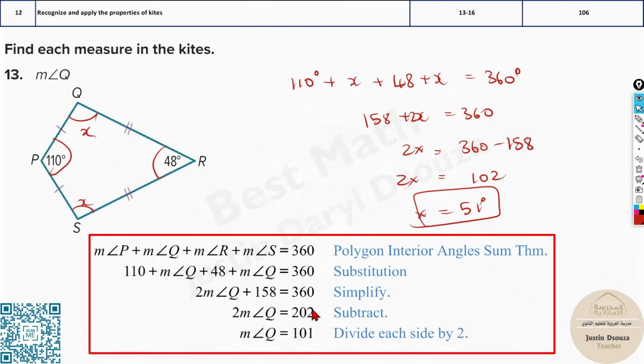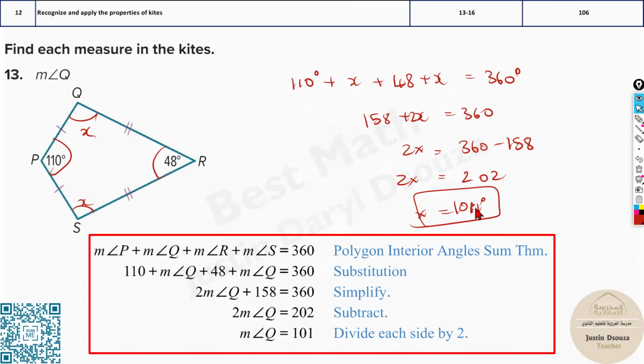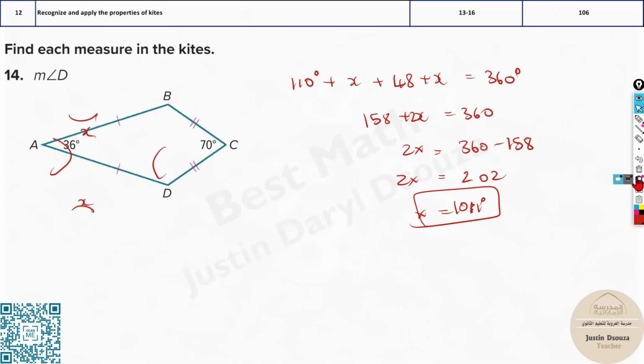And over here, my apologies, 360 minus 158 is 202, not 102. My bad. Please check your answers using a calculator, it is very, very important. So 2x is 202, and here it's 101 degrees. That's the correct answer. It's 101, not 51.